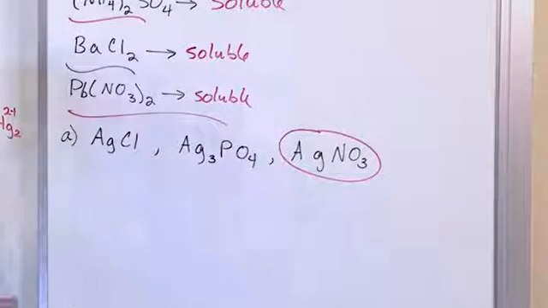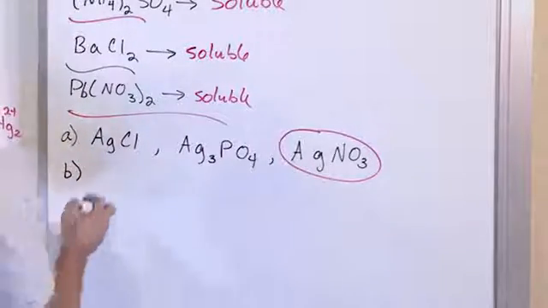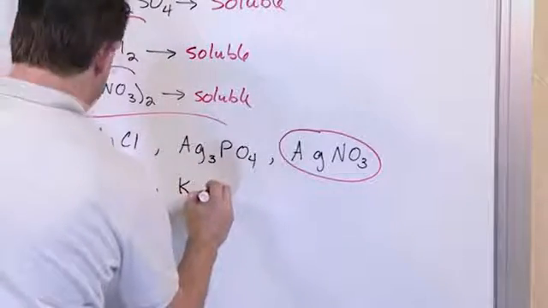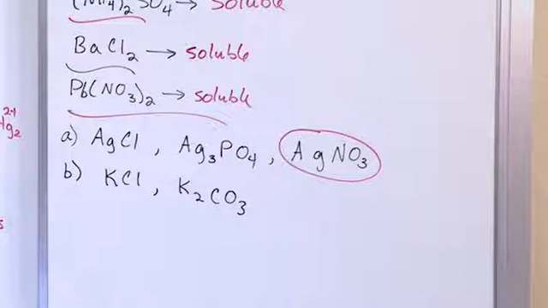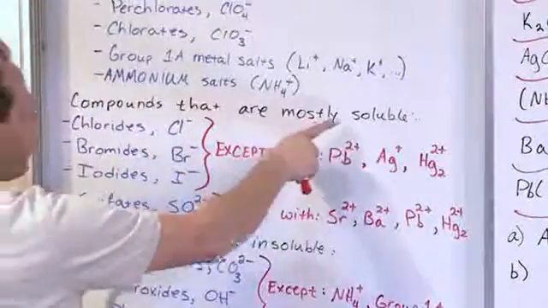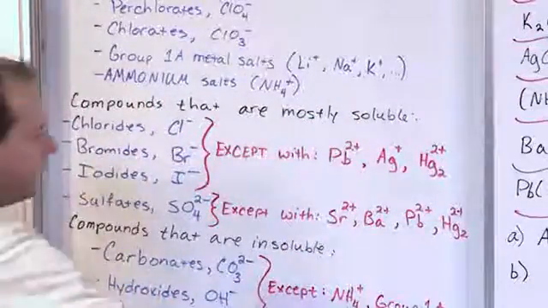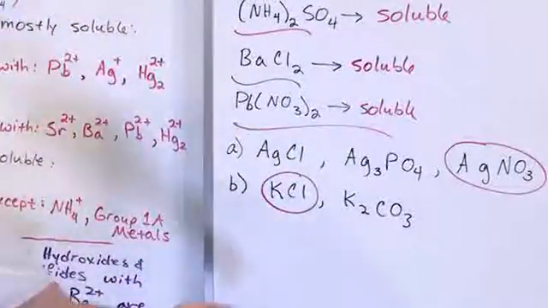All right, and we'll do one thing here at the end. We'll have potassium chloride and potassium carbonate like this. Let's figure out which one of these are soluble, and we'll circle the ones that are soluble. So potassium chloride. So we'll go to chloride, which is here. These are soluble unless they combine with one of these guys, which potassium is not one of them. So it should be soluble. So this is soluble. And then we have potassium carbonate.